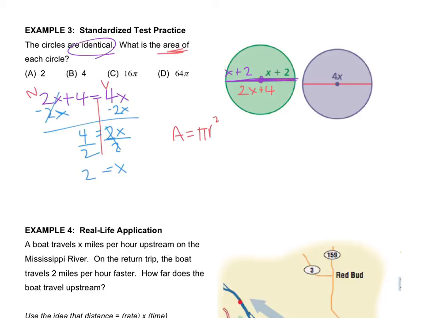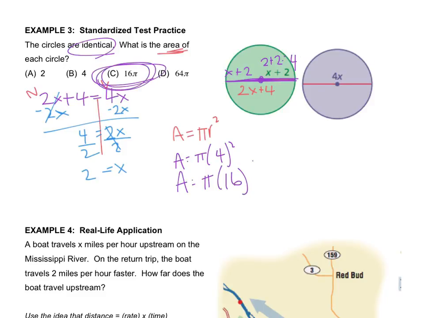So we need to know the radius. Well, if x is 2, then I can plug it in here, because remember from the beginning, x plus 2 was the radius. So 2 plus 2 gives me 4. So the radius is 4. So I'm going to plug in pi times 4 squared. So that gives me pi times 16. And I don't need to calculate it because it's right here, choice C. All right, last one together.